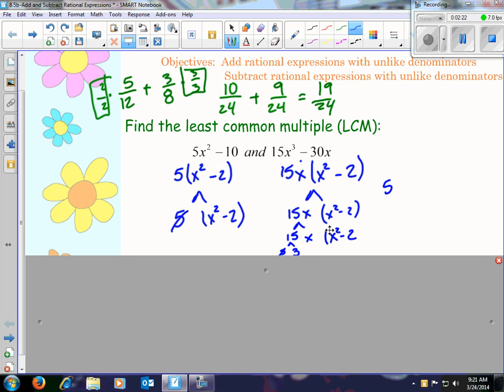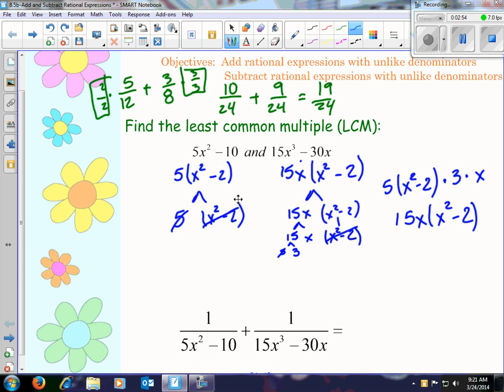And then I have x squared minus 2 in both of these. So I have this and this, x squared minus 2. And then left over, I have a 3 and an x. So this is also multiplied times 3 and times x. Now, 5 times 3 is 15, and 15 times x is 15x. So I have 15x times x squared minus 2 as my least common multiple.